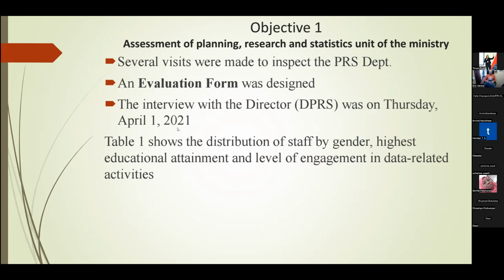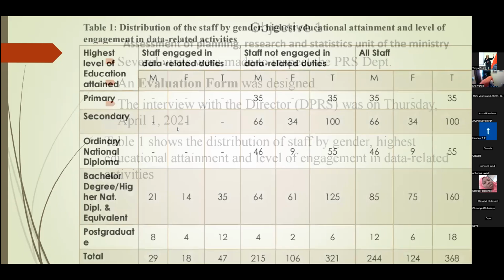Based on the several visits that we made, we came up with an evaluation form, which we used in interviewing the director of the department, the director of planning, research, and statistics. The interview took place on Thursday, April 1, 2021. And then we noticed the following. We have a table, which is the next one that I'm going to show.